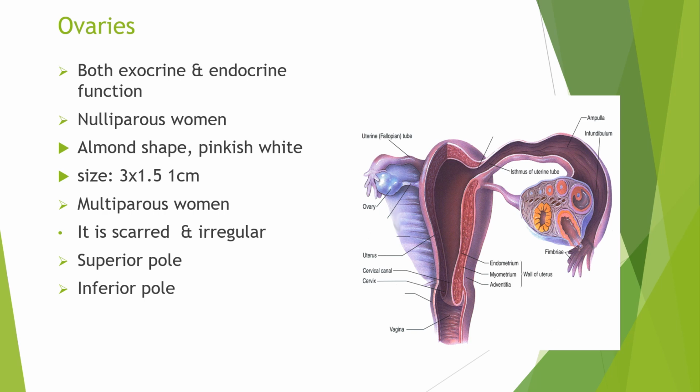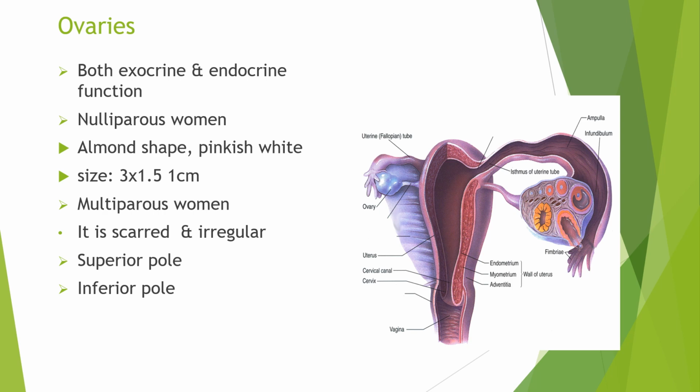As exocrine, they produce the gametes by the process of gametogenesis, and as endocrine, they produce the estrogen and progesterone hormones. In nulliparous women, the ovaries are almond shaped and pinkish white in color. They have a size of 3 by 1.5 by 1 centimeter. In multiparous women, they are scarred and irregular because of the frequent ovulation.